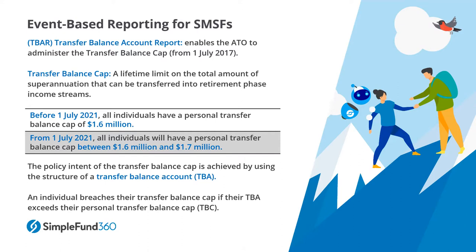But for now, what you need to know is that TBAR is a reporting obligation from 1 July 2017, to report events that recognize movements in a member's transfer balance account. So when you have a retirement phase income stream, a TBA or transfer balance account will apply. And just think of it like a bank account. So where you are transferring amounts into the retirement phase, that is going to count towards the cap and will be a credit. And when you are transferring out amounts, that is going to be a debit. And those debit and credit events will need to be reported to the ATO, and that is your TBAR. And where your transfer balance account exceeds the personal transfer balance cap limit, that is going to be a breach. All right, so let's try to avoid that.